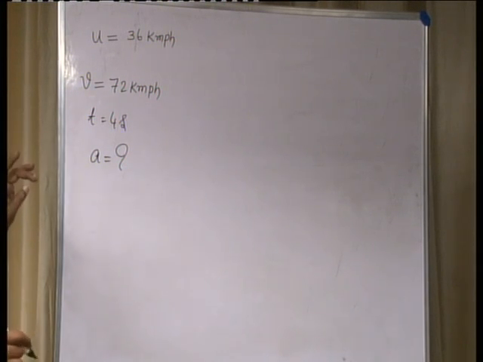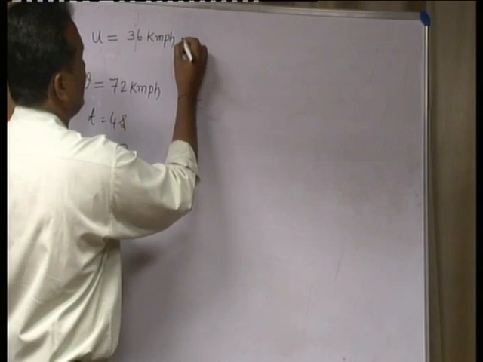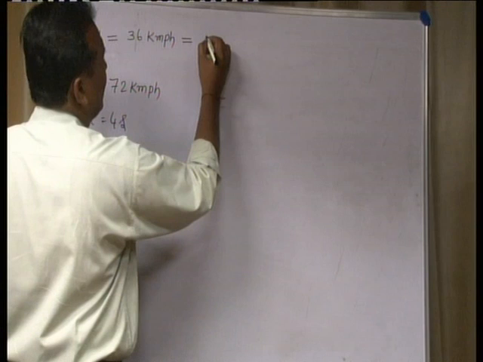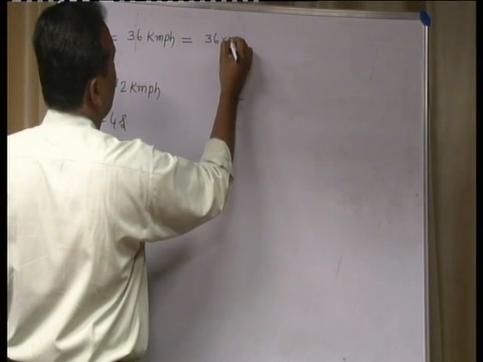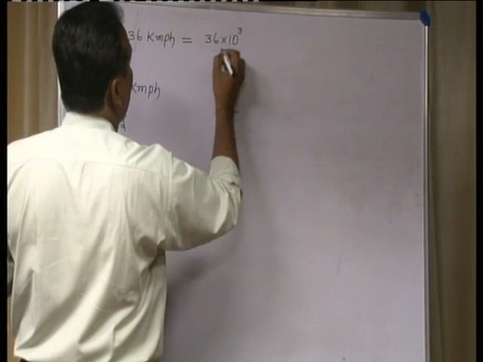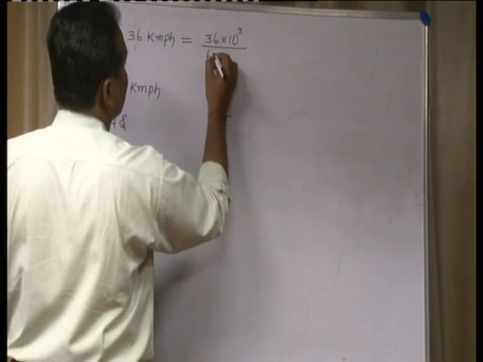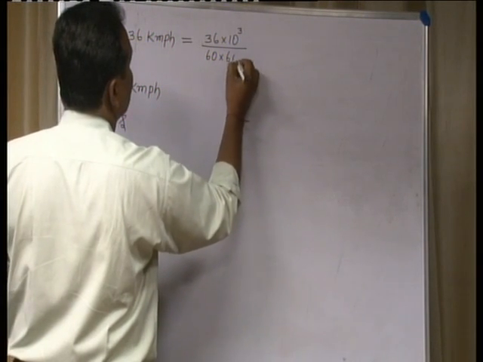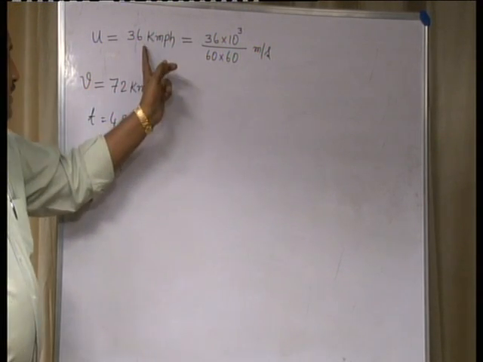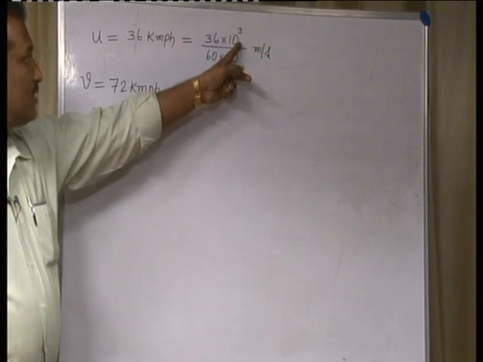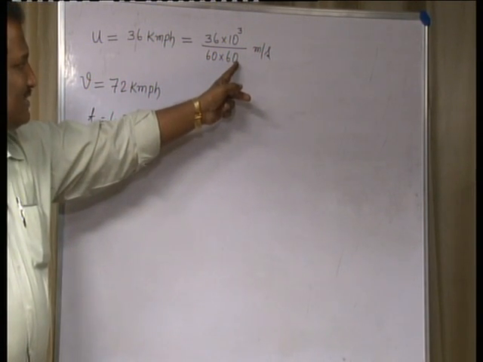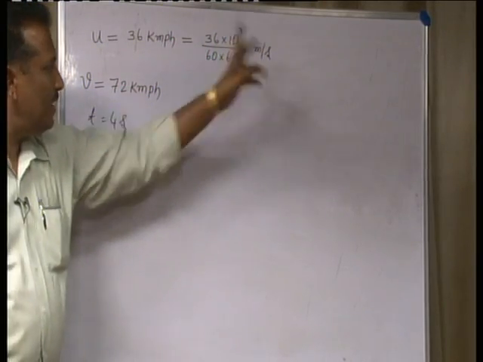First, 36 kilometer per hour is a velocity. In the SI system, it should be in terms of meter per second. So, 36 kilometer means 10 power 3 meter, per hour means 1 hour is 60 minutes, and 1 minute is 60 seconds. Now it becomes meter per second.